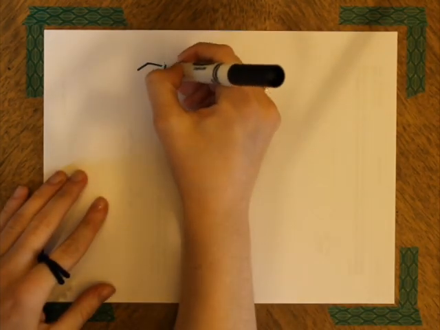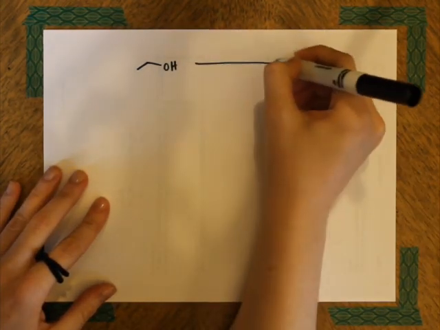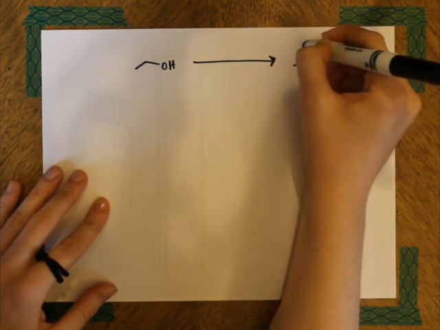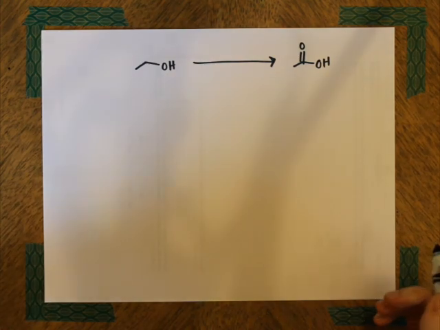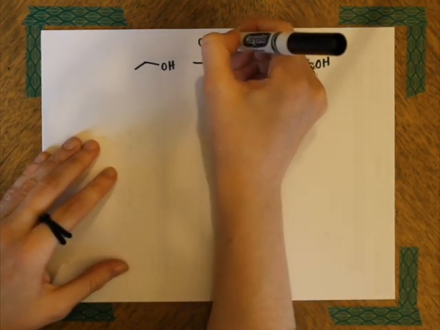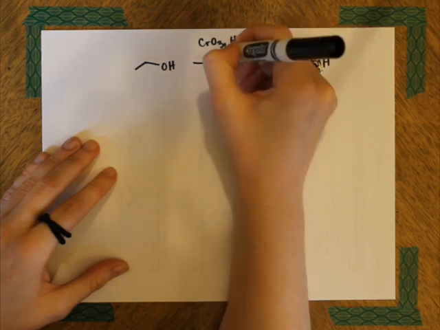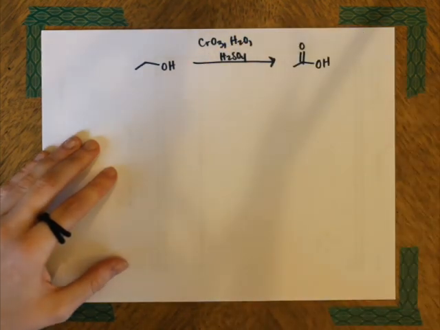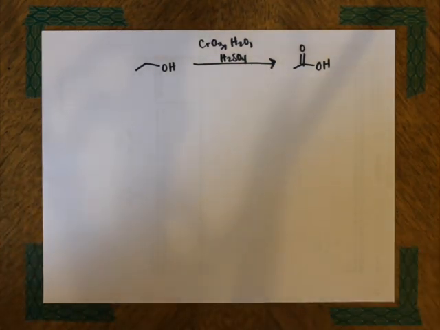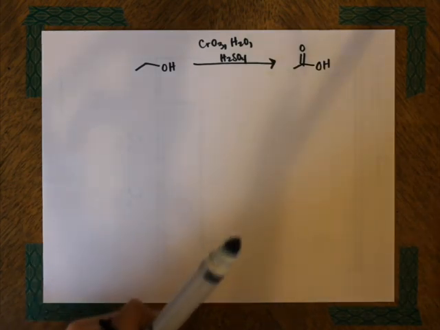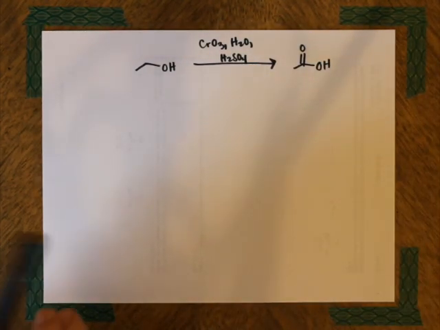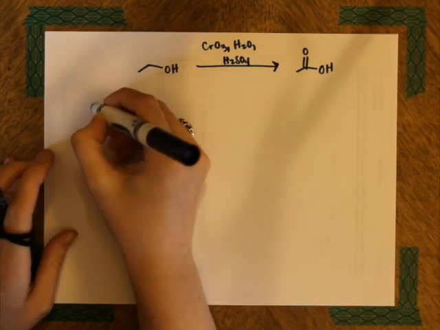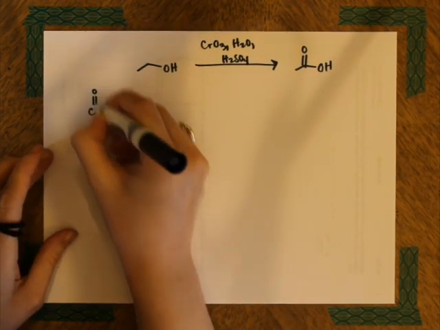And so let's just say you were given a mechanism. We'll use ethanol going to make acetic acid, and you were told to use CrO3, H2O, and H2SO4. So you need to know how to do the mechanism for this reaction. First off, we can just show the chromic acid because we know that that is going to be there. That is already assumed.